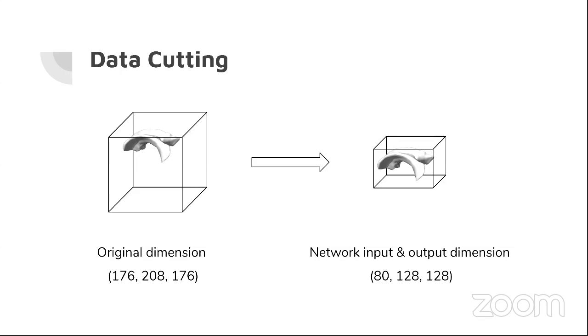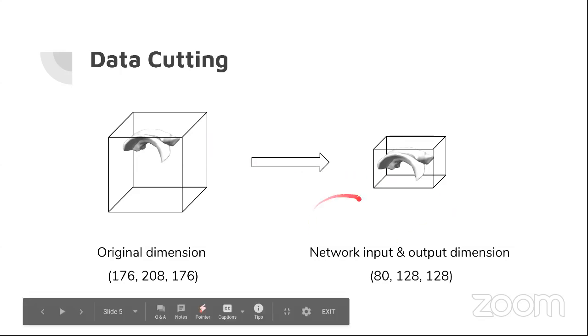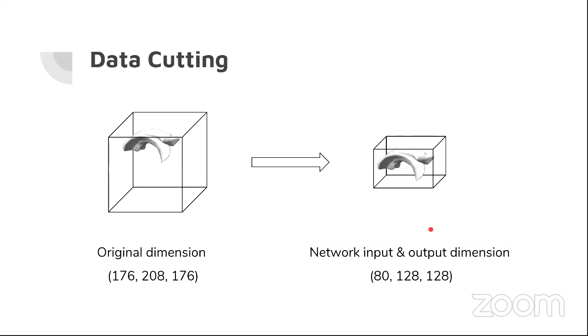After cutting, in the slide, you can see the dimension of each image changed from 176 to 108, 176 to 80, 128, 128. And Raven will introduce the next part, data augmentation.